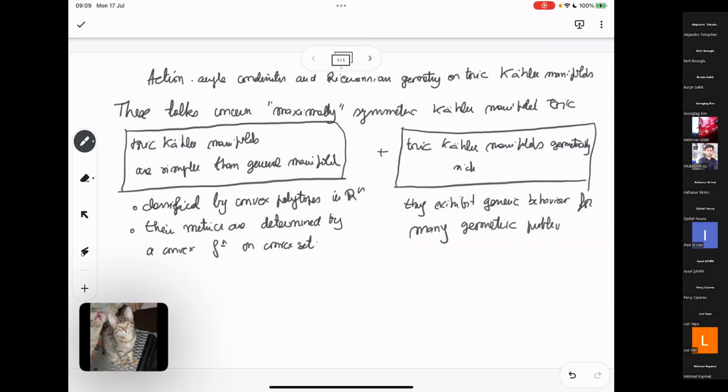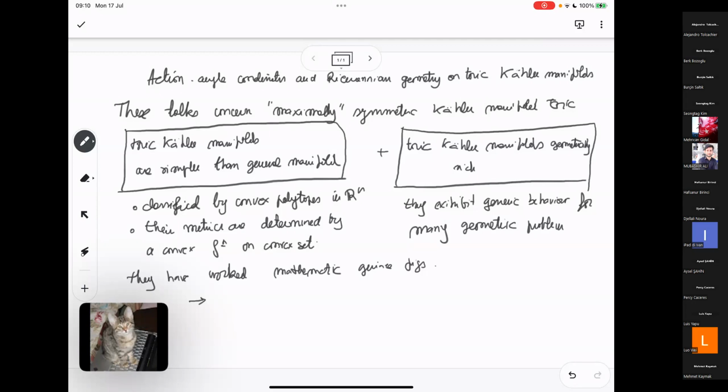Okay, and so this combination of factors makes them very appealing. And what happens is that they have worked as what I would call mathematical guinea pigs. And there are several instances of this. So let me mention a few. I don't know exactly what your backgrounds are, so some of these may appeal to you more than others.